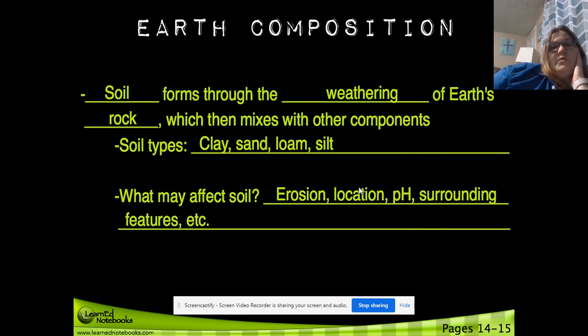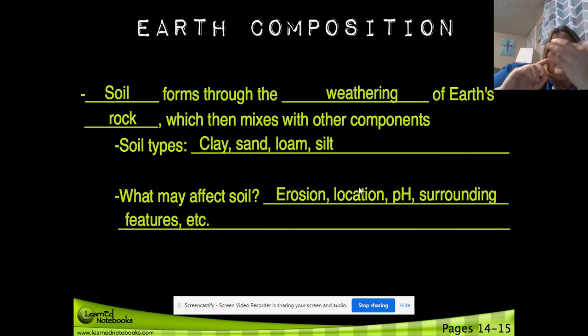What may affect soil is erosion. How much is it being washed away? The location, pH level. Is it acidic? Is it basic? What do you need to grow there? Like, orange trees grow in Florida. I've never seen an orange tree here, but I've also never seen them in Ohio. We don't have the type of soil for them to grow. And then things surrounding them. What is around them that is affecting the soil?